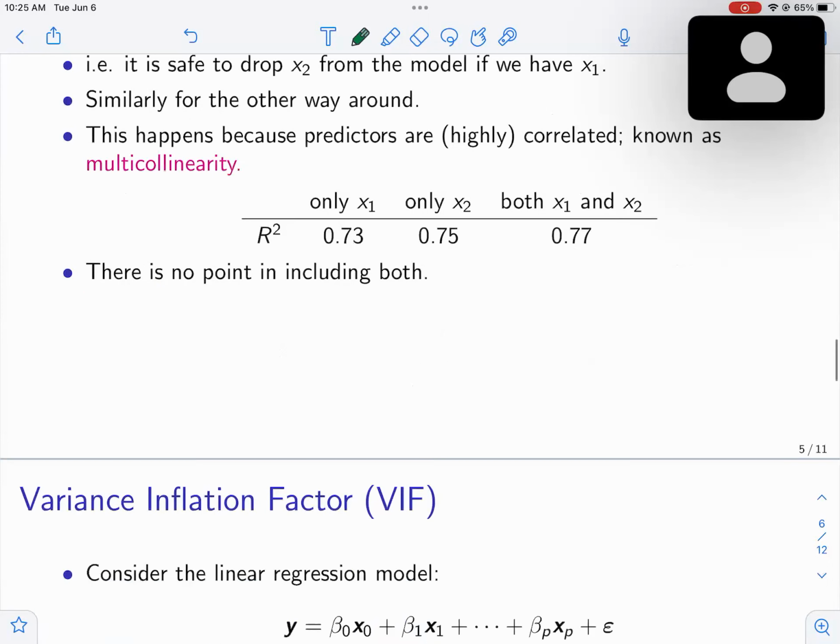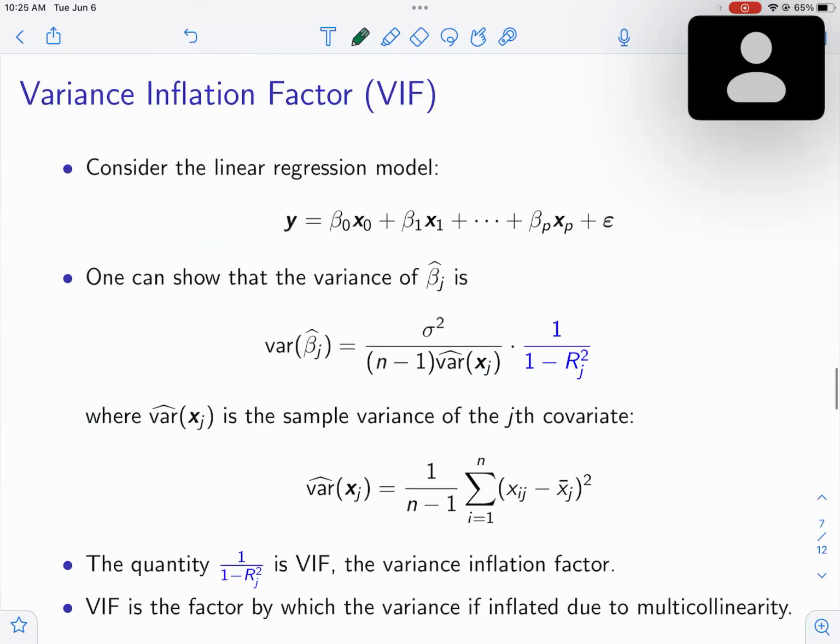Okay, so there's no point in including that. But now I want to talk about the variance inflation factor. What is actually problematic is the effect it has on the variance of the estimates.